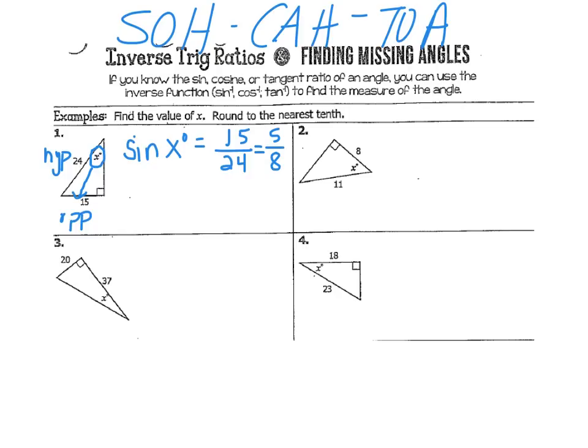5/8. Now we need to calculate the angle. So we're going to say x, the angle, is equal to inverse sine of 5 divided by 8. Now take your calculator, type in second sine, the parenthesis comes up, 5 divided by 8, close your parentheses. And you are going to round to the nearest tenth. That would give you 36.7 degrees.